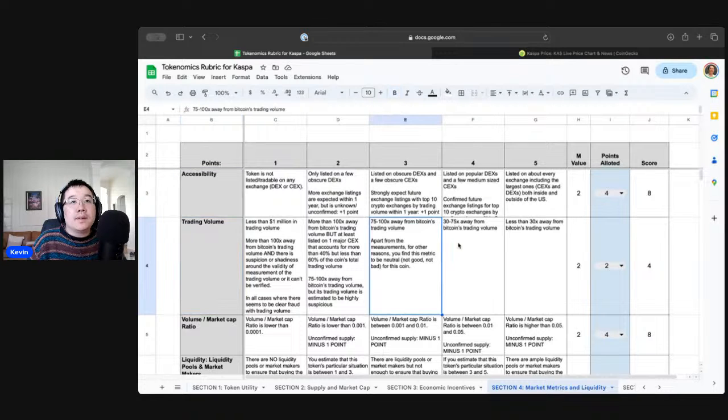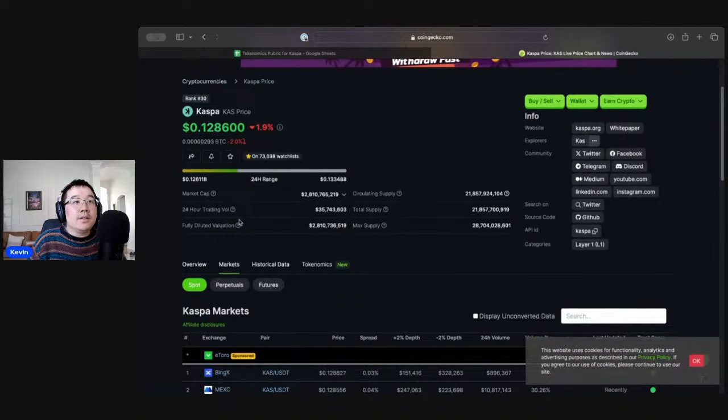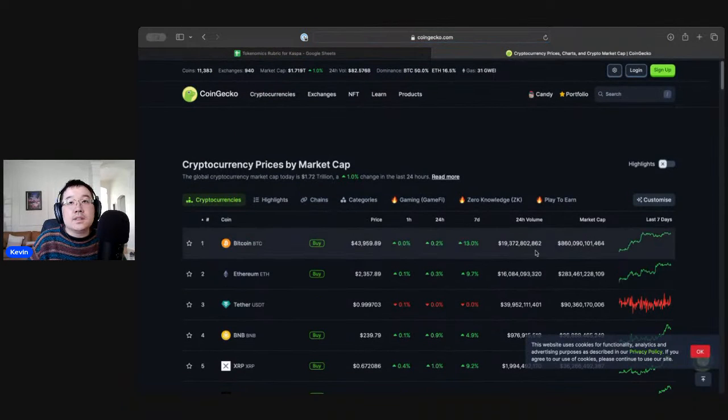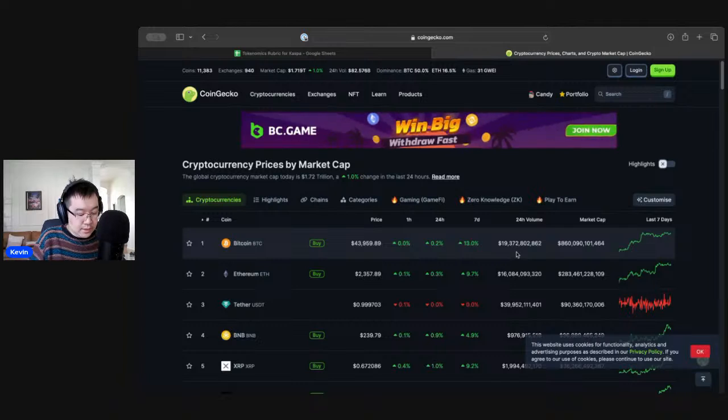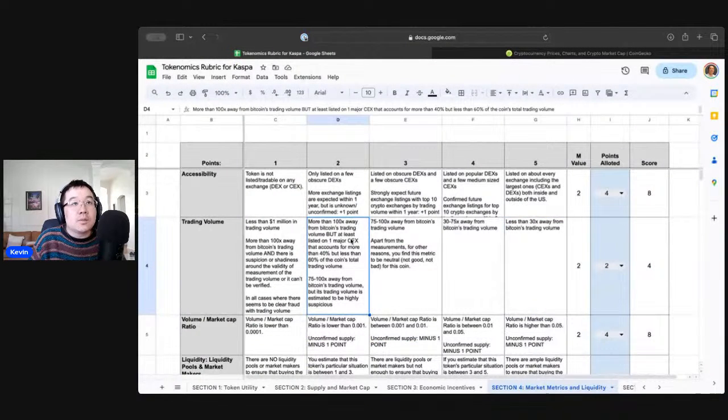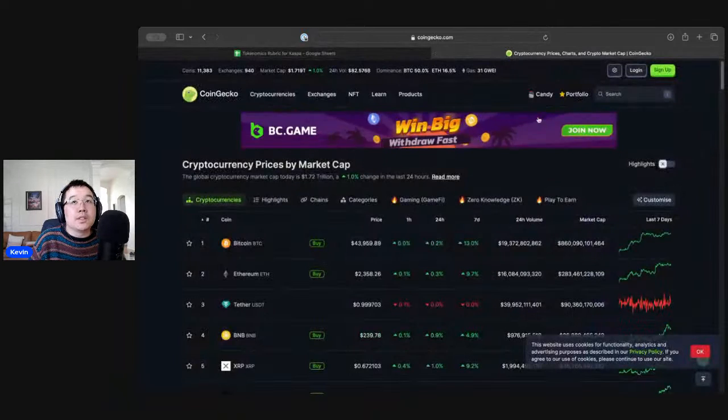Trading volume, the way we're doing this is how far away from Bitcoin's trading volume is it? So in this case, its trading volume is 35 million compared to Bitcoin's 19 billion. Yeah, it's quite far away. It's more than 100x away, but it's at least listed on some major exchanges that account for certain amounts of the coin's volume. So that makes it more legit, right?